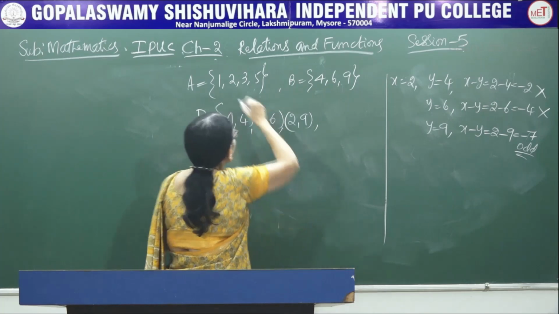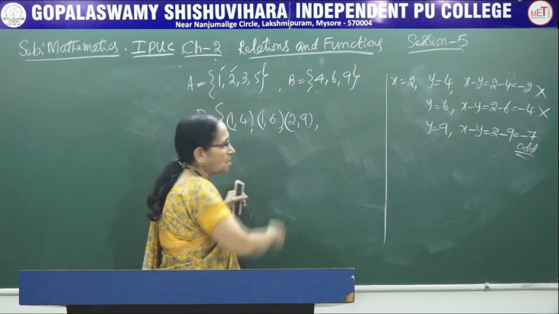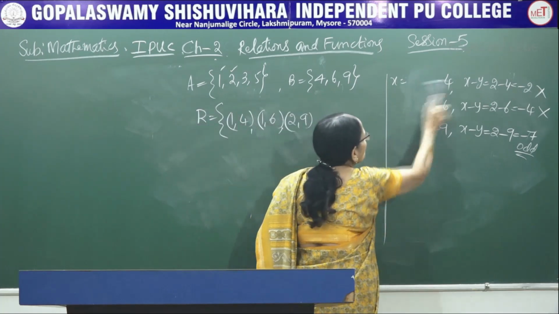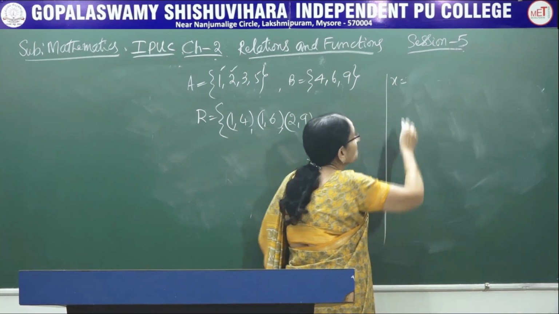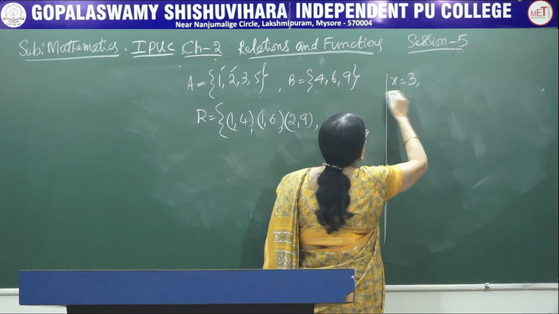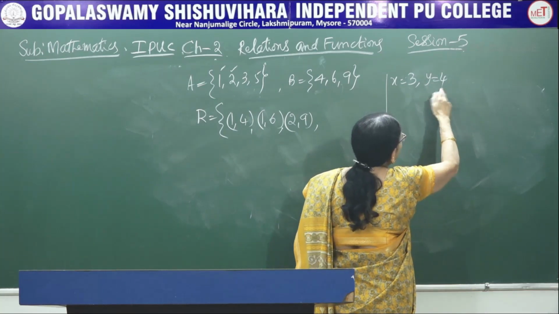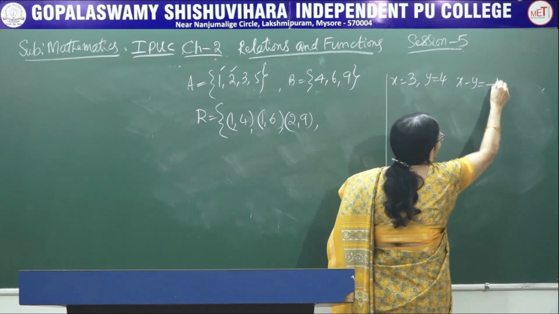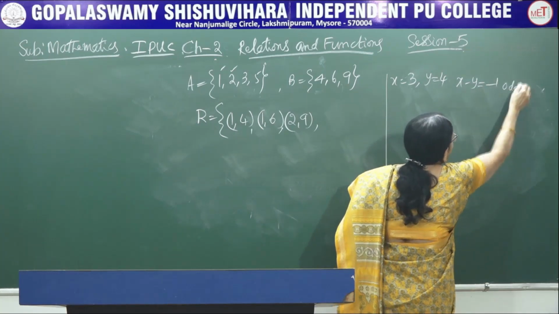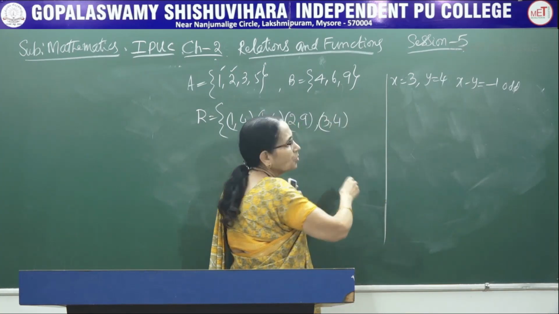So, 1 we have completed, we have tried 2. What's the next number? 3. So, let me give the value x is equal to 3. All these calculations certainly can be done mentally. When x is equal to 3, take y to be equal to 4. So, x minus y is 3 minus 4, that is minus 1, it is an odd number. So, I can take the combination 3 comma 4.